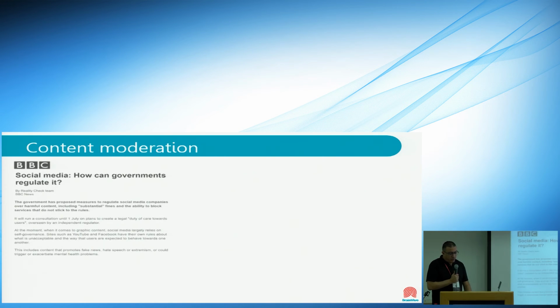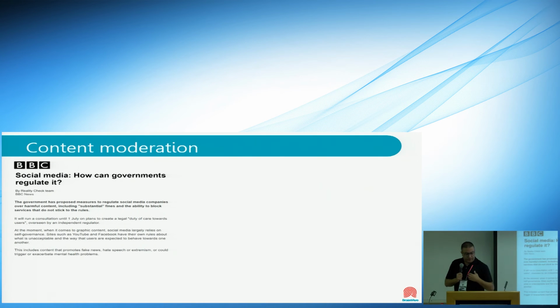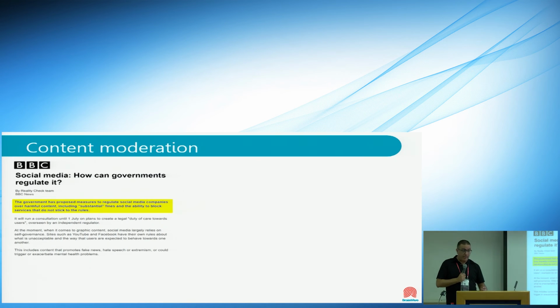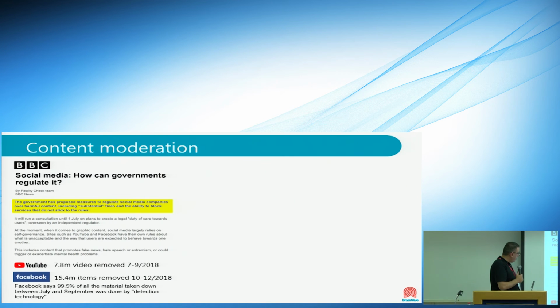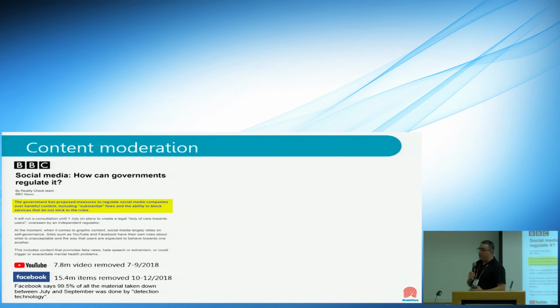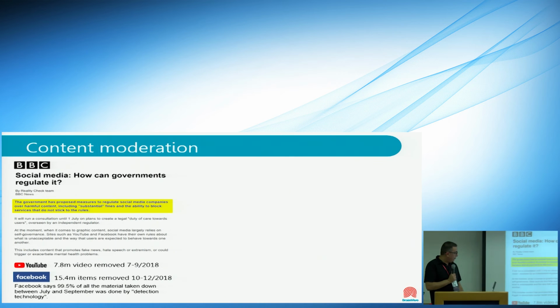Another example is in content moderation. So content moderation obviously is a big issue today. No need to say it, governments want to regularize it. Facebook and YouTube are investing a lot of money so that harmful content will not go into the media. For example, YouTube just said that between July and September 18, they removed 7.8 million videos from the channel, and Facebook 15.4 million items were removed. So obviously that's a main issue.